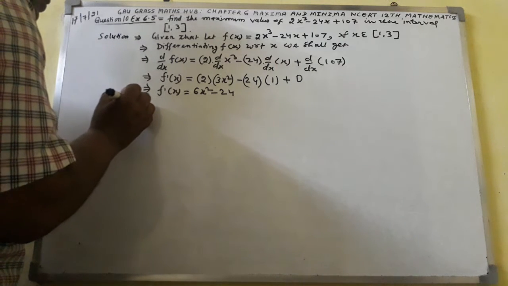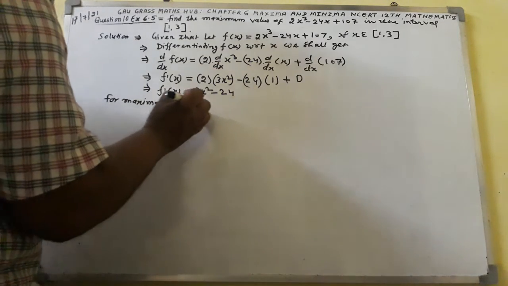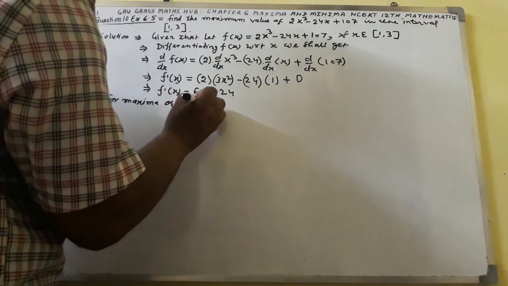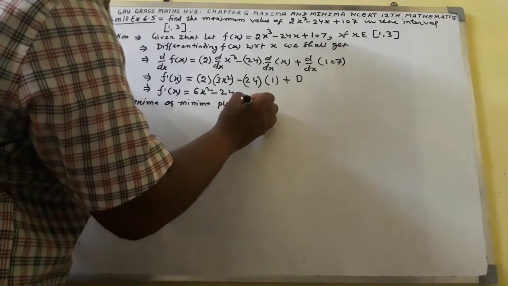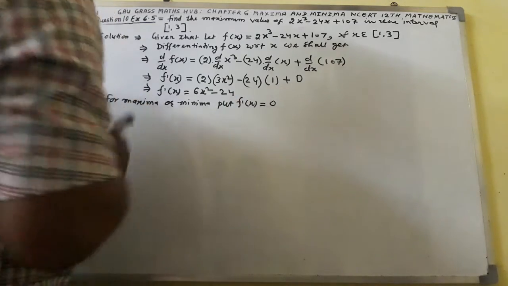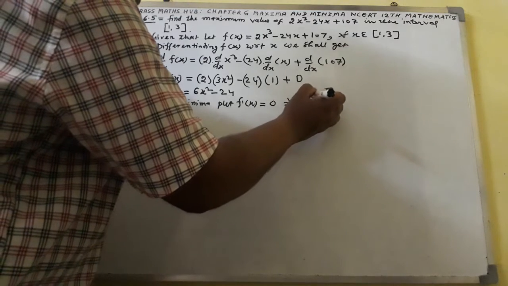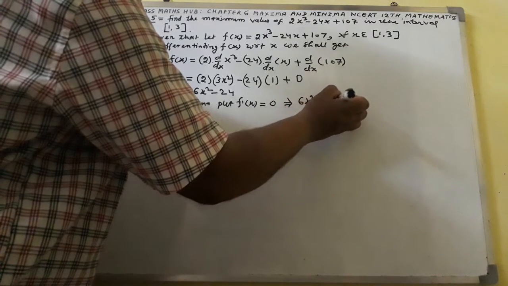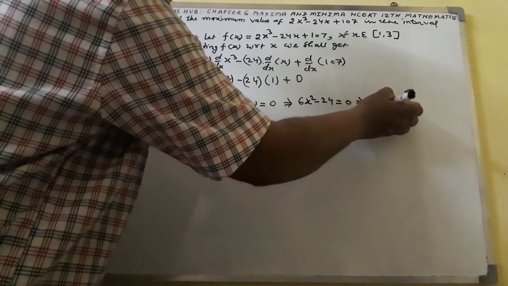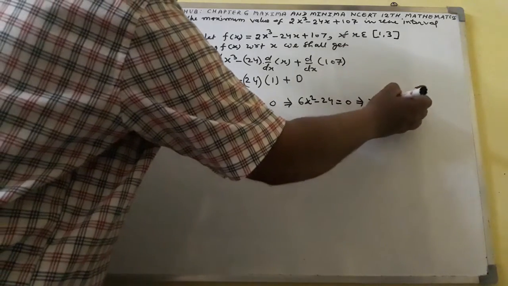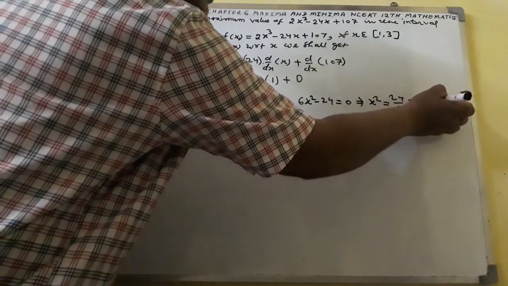For maxima or minima, put f dash of x equal to 0. So here I shall write, implied that 6x square minus 24 equal to 0. Implied that x square equal to 24 over 6, which comes out to be x square equal to 4.